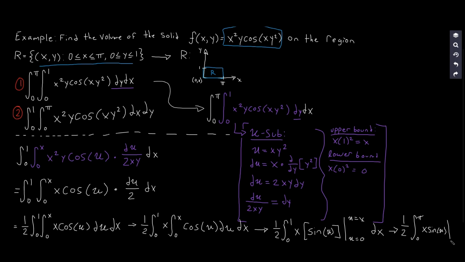evaluated at u equals 0. I am out of room. All right, come on, let's go. I'm getting rid of this. Let's go. Come on. Here we are, guys. We've arrived at our destination. We're going to do 1/2 times the integral from 0 to pi times x times sine of u, evaluated from u equals 0, u equals x up here, and then integration with respect to x at the end of that.